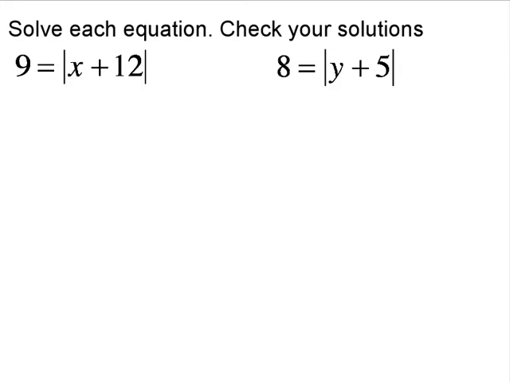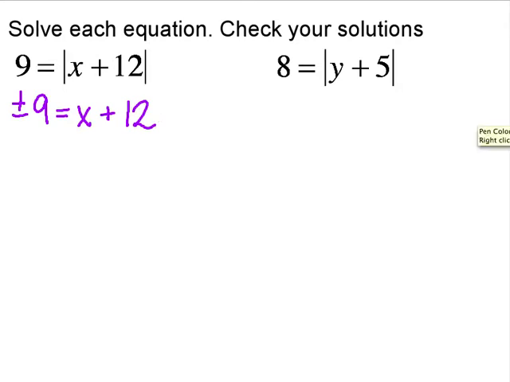Solve each equation, check your solutions. So let's go ahead and look at that first one. It says 9 equals the absolute value of x plus 12. So in order to get rid of the absolute value sign, what do you have to do? Plus or minus. So I have plus or minus 9 equals x plus 12.